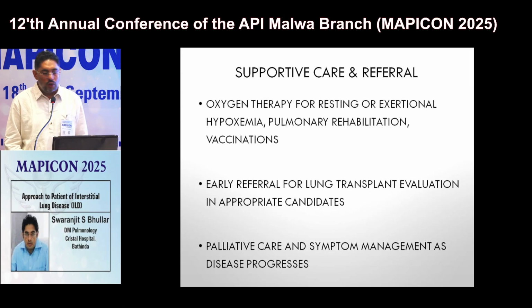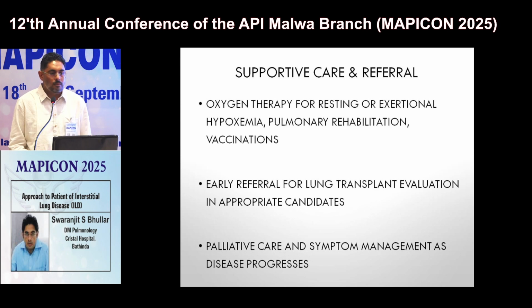Then coming to supportive care. Once we have started the medical therapy, supportive care is also important. Any patient who has a resting saturation less than 89% is a candidate for long-term oxygen therapy. There is also a role of pulmonary rehabilitation and vaccination. All pulmonary patients should be routinely vaccinated for pneumococcal, influenza and COVID. This is a standard. Then early referral for lung transplant evaluation, especially for disease which is progressing.